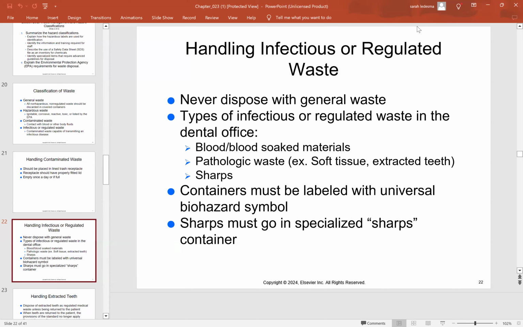In the dental office, we will see blood or blood-soaked materials, pathologic waste, and also our sharps. Containers must be labeled with the universal biohazard symbol, and sharps have to go in a specialized sharps container.